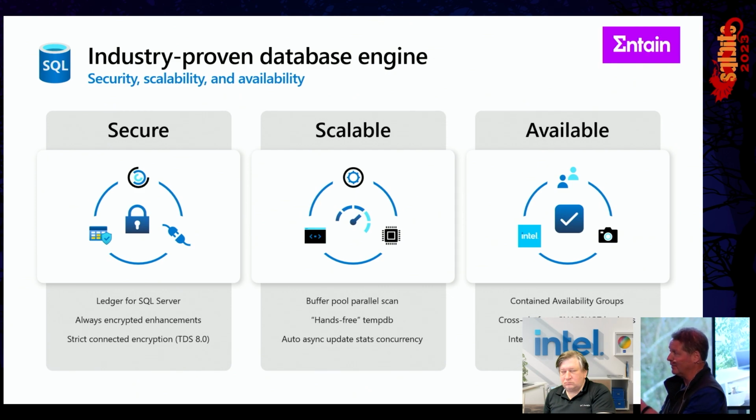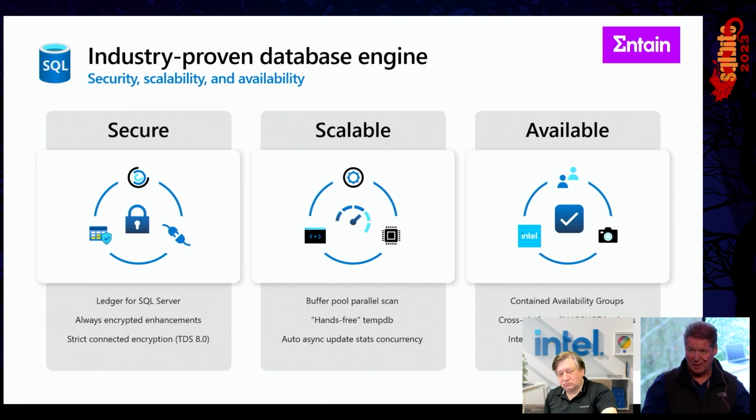Or how about the fact that you should take advantage from a scale perspective? Again, we talked about Intel technology. If you're going to make this investment with their latest processors, you've got to make sure you scale. So we can't have the software holding you up. So we've made great innovations in the scale space, including things like buffer parallel scan, where we just make sure in large memory systems that we don't hold you up for operations like creating databases or backing up databases.